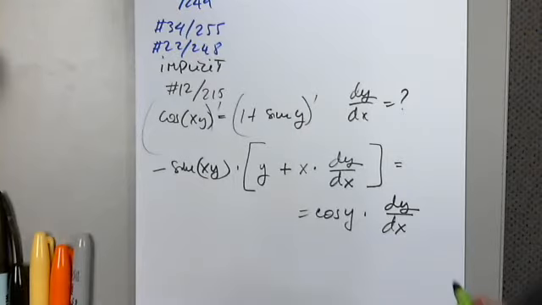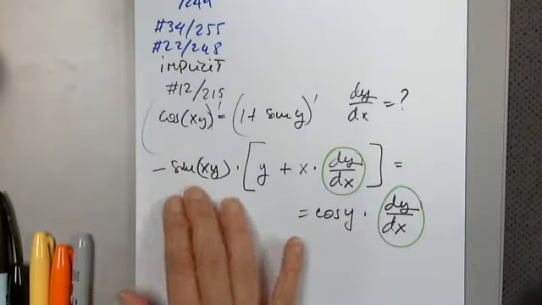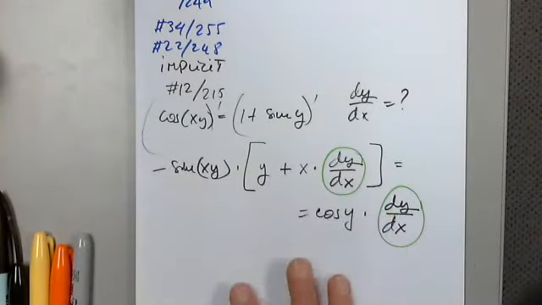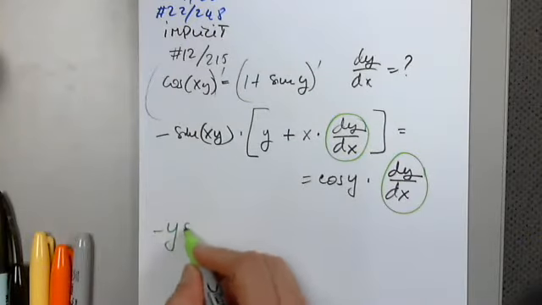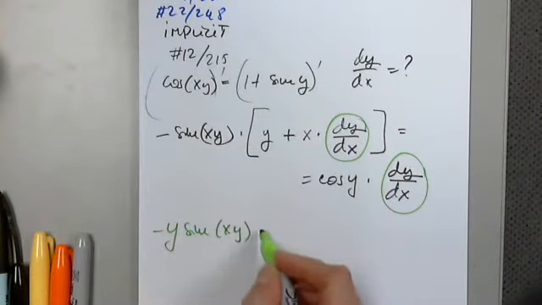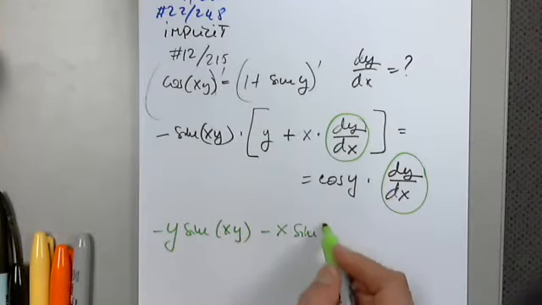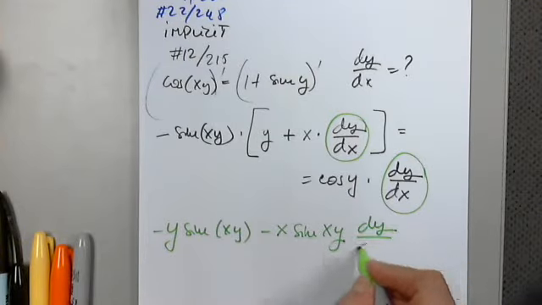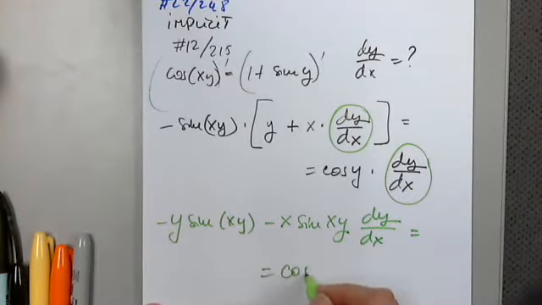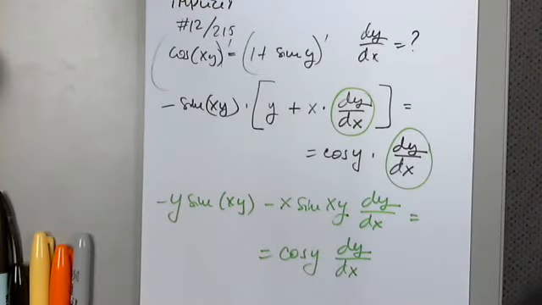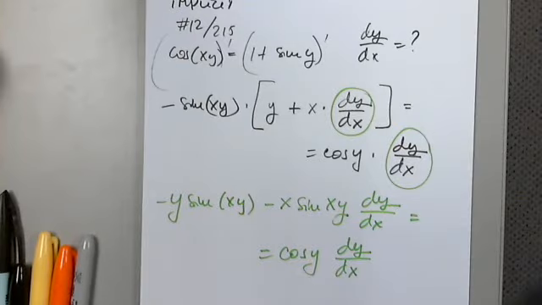We are solving for this, but it's not ready yet because I have to distribute this to these two terms first. So negative y sine xy minus x sine xy dy over dx equals cosine y dy over dx. Is this okay so far? Yes? Any questions?